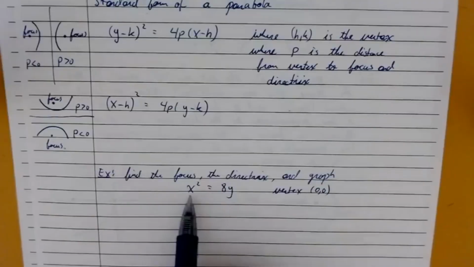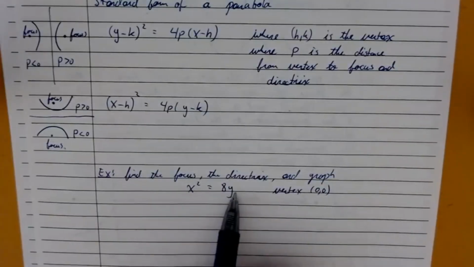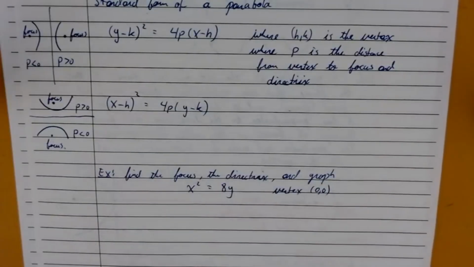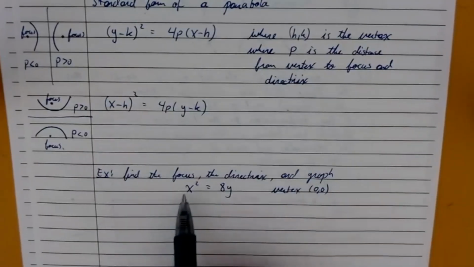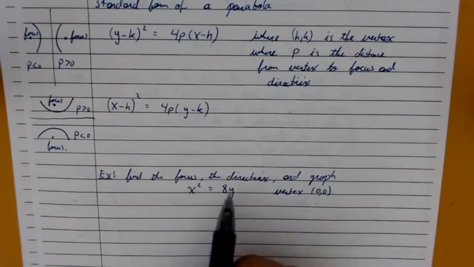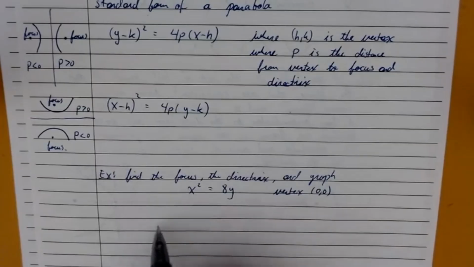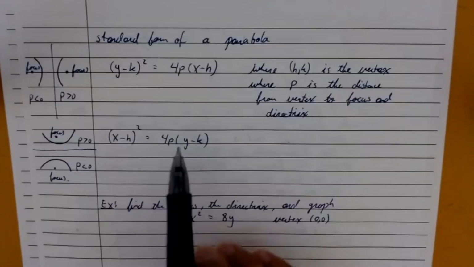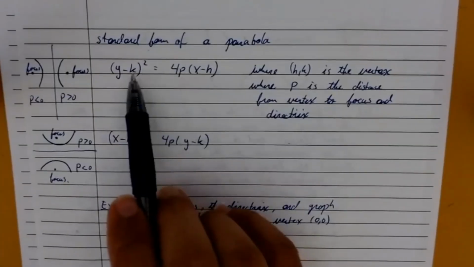If you had x minus 5 or y minus 2, then that would alter the location of your vertex. But without anything being added or subtracted to the x or to the y, that's going to give you a vertex at the origin.